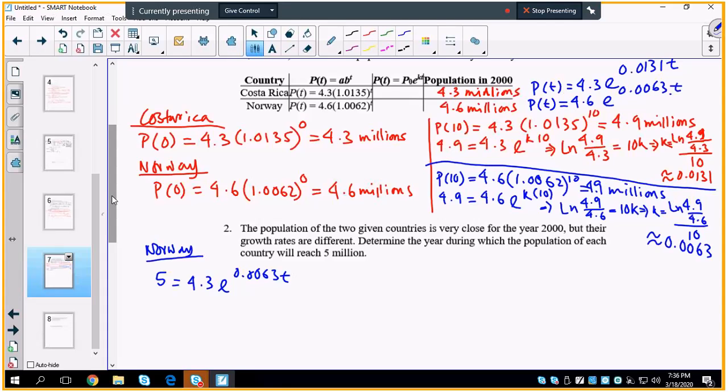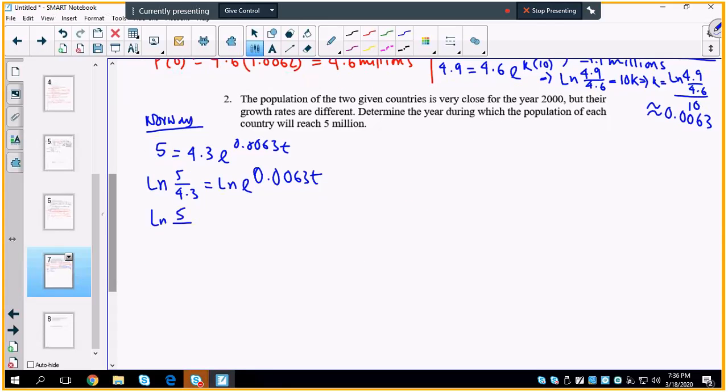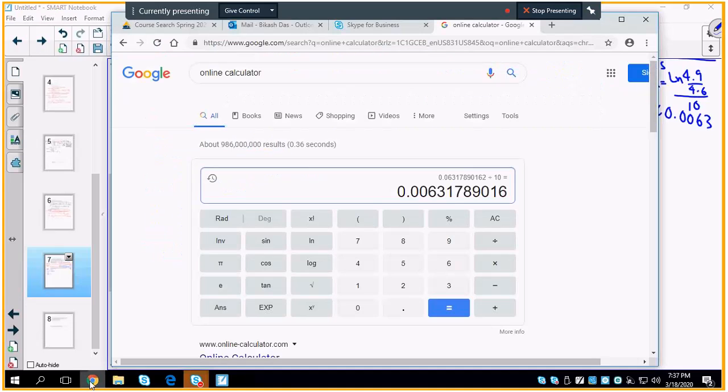So again, I will divide both sides by 4.3, take natural log. So natural log of 5 over 4.3 is equal to natural log of e to the power 0.0063t. So divide both sides by 0.0063, you get natural log of 5 over 4.3 all over 0.0063 is equal to t. So let's find this number in our calculator. We're going to round it to the nearest whole number. That will be the number of years.